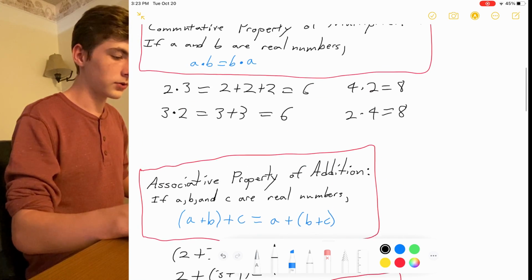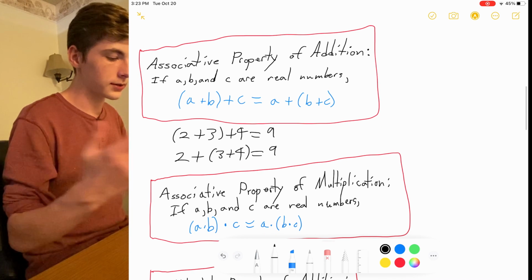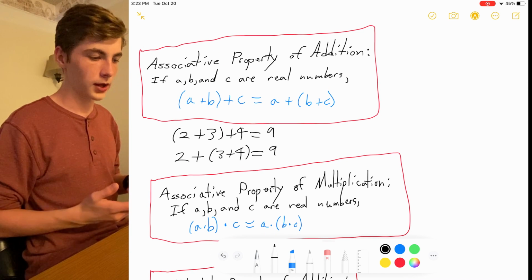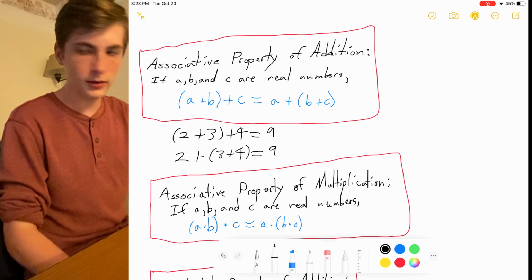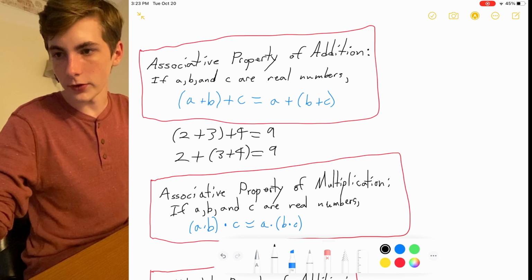Oh, I do want to mention again, this does not work with subtraction. If we take, let me get an example for subtraction here.